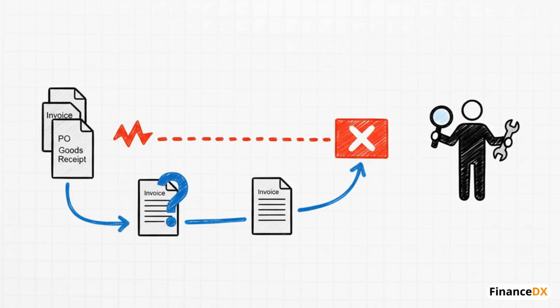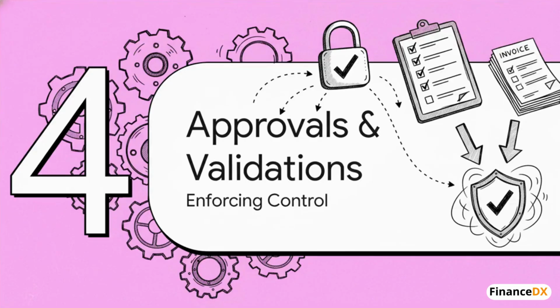So if there's a price problem, boom, procurement gets the alert. A quantity issue, the warehouse manager's on it. It just transforms all that chaos into a calm, controlled process. Okay, so matching handles the data accuracy. That's great. But what about your business policies?